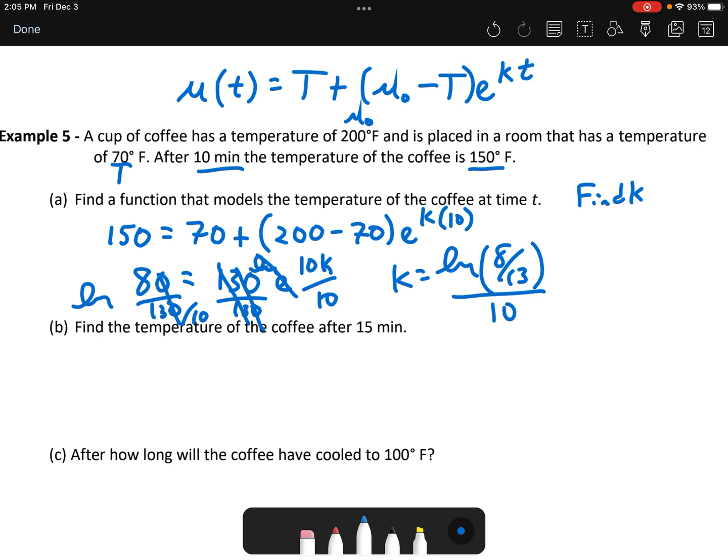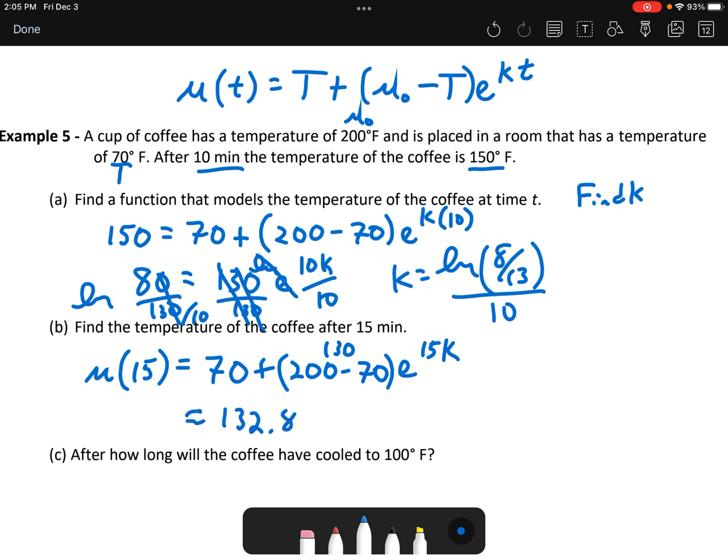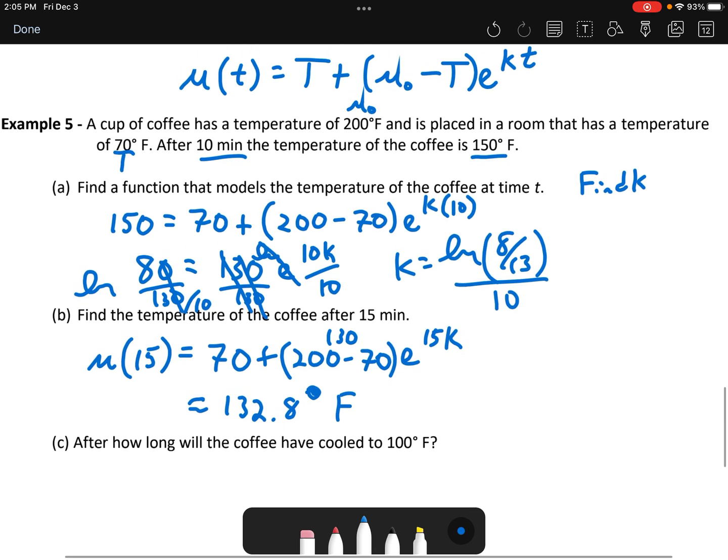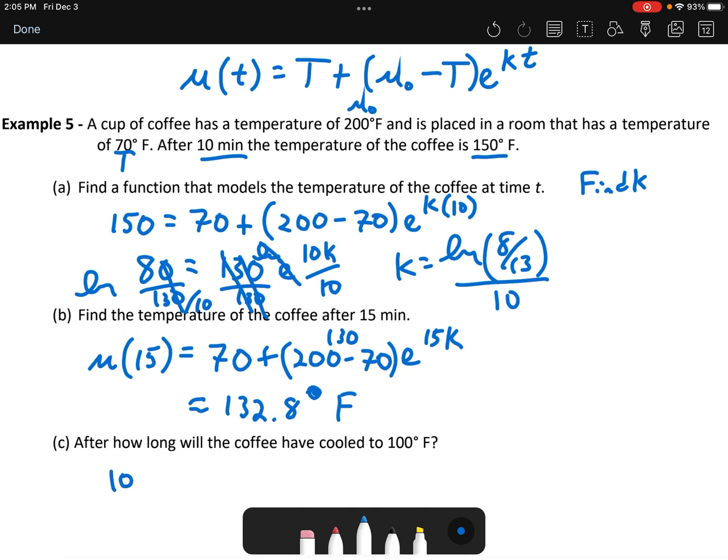Now it says find the temperature of the coffee after 15 minutes. So we want to find the temperature after 15 minutes. 200 minus 70, remember, is 130. E to the 15K. So we can type this straight in. So 70 plus 130 E to the 15 alpha K, and that temperature would be about 132.8 degrees Fahrenheit. After 15 minutes, that coffee would be. Pretty slick, isn't it?